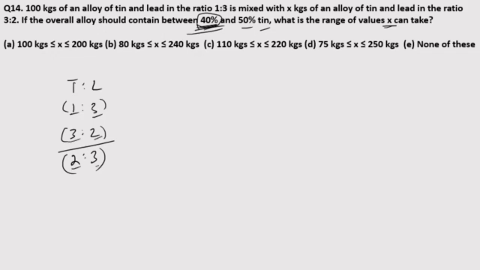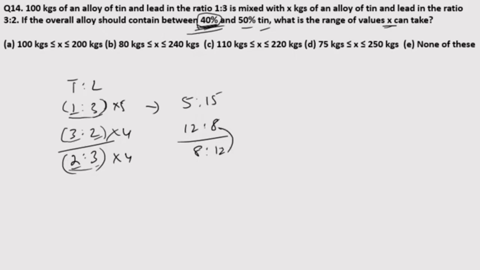So 4 and 5. First of all, make the units same. LCM of 4 and 5 is 20. The first ratio 1:3 already has 4 units, so I'll multiply with 5 to make it 20. The second is 3:2, 5 units, so multiply with 4 to make it 20. So this becomes 5:15, and the second becomes 12:8. The third becomes 8:12.